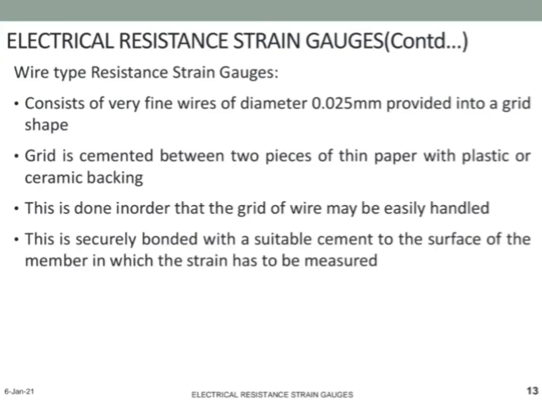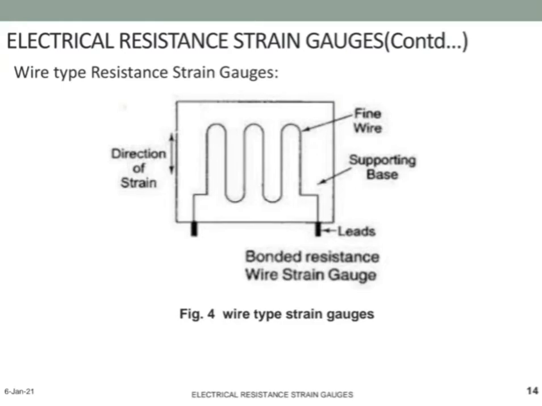Wire type resistance strain gauges. It consists of very fine wires of diameter 0.025 mm formed into a grid shape. This grid is cemented between two pieces of thin paper with plastic or ceramic backing. This is done so that the grid of wire may be easily handled. This is securely bonded with a suitable cement to the surface of the member in which strain has to be measured. This is the figure of wire type strain gauges.